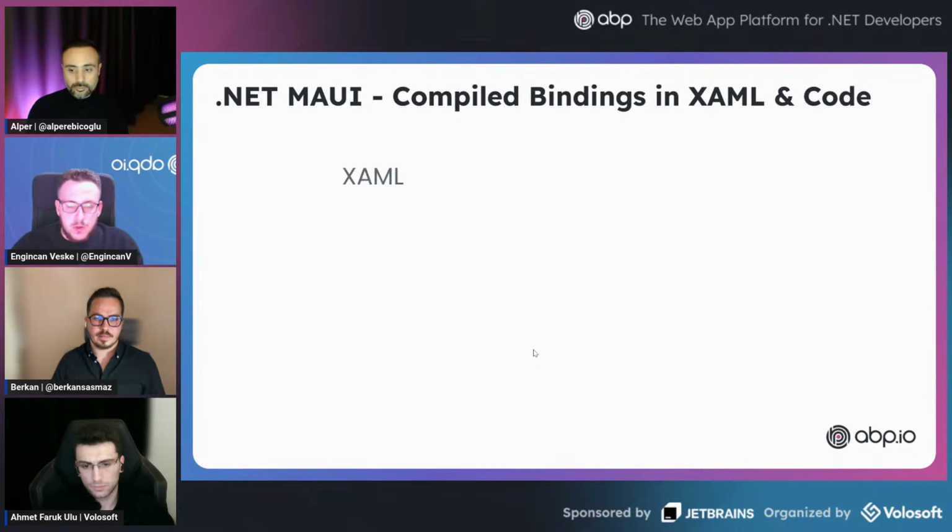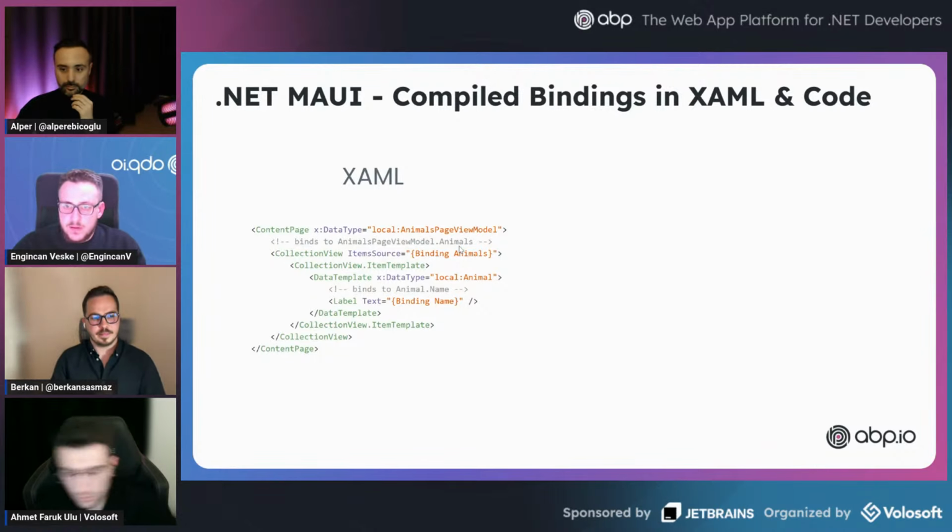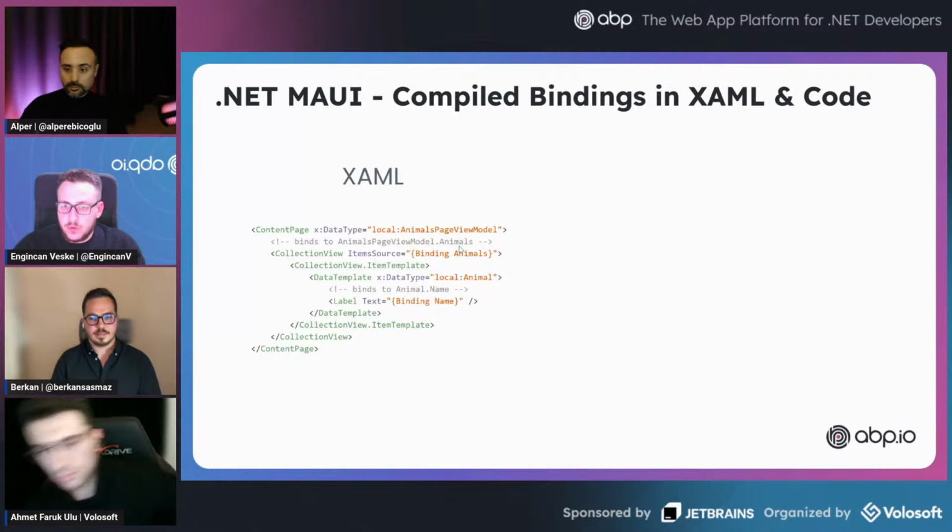And also on the .NET MAUI side, compiled bindings are introduced, and they are supported in a wide aspect. To use it on the XAML side, you just need to define the x:DataType, and then in the corresponding control, you can just specify the related property, the related list in our case, in the ItemsSource, and then it will directly bind it to AnimalsPageViewModel.Animals in our case. And since we are using compiled binding, this will help us to get errors, if there are any, without needing to run the application.